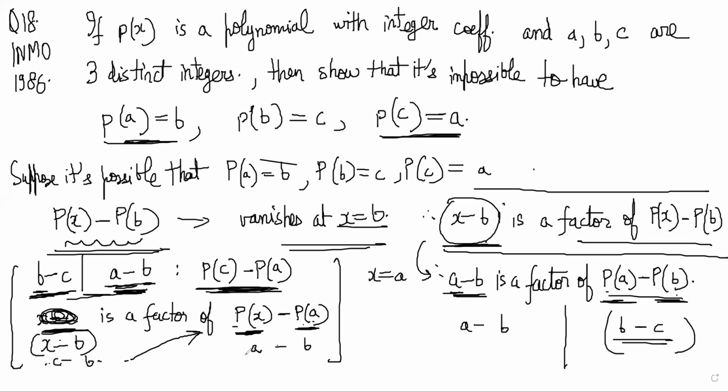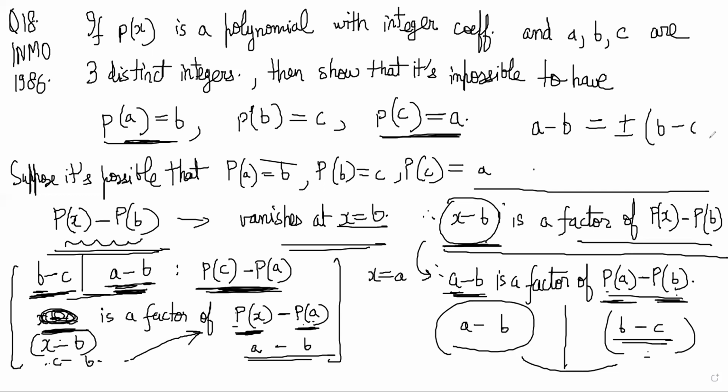So c minus b is a factor of a minus b I'm getting, which implies that this is a factor of this and this is a factor of this. So therefore I should have a minus b is equal to plus minus b minus c, right? Correct. Now let's go ahead in the next screen.